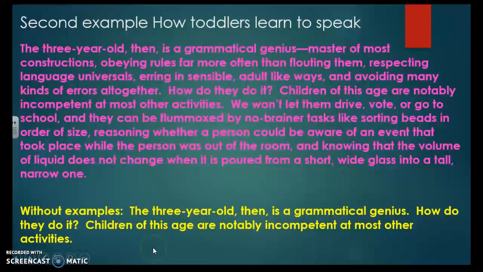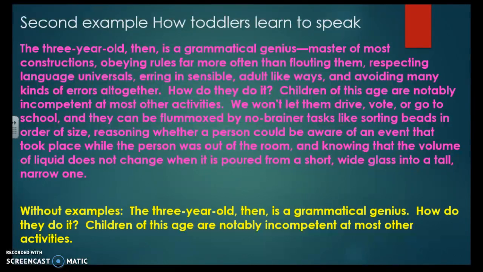Here's another one. This is actually from a textbook. It talks about how toddlers learn to speak. So it says, the 3-year-old, then, is a grammatical genius, master of most constructions, obeying rules far more often than flouting them, respecting language universals, erring in sensible, adult-like ways, and avoiding many kinds of errors altogether. How do they do it?